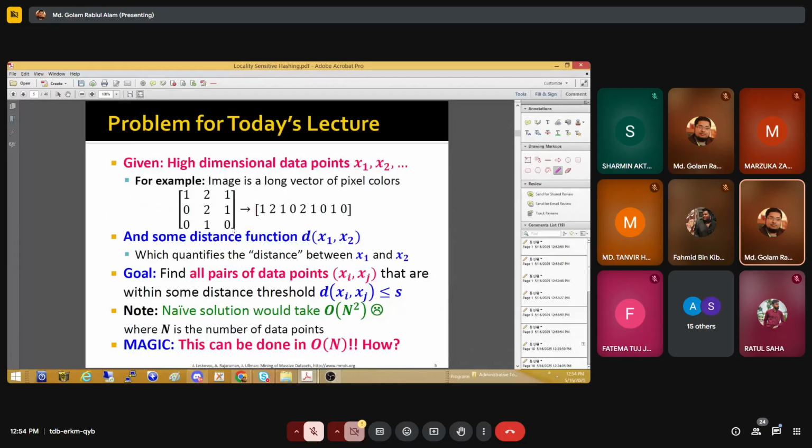If we consider this example, an image is a long vector of pixel colors. Even a small image just has color values 1, 2, and 1. And if we vectorize it in one dimension, then it is 1, 0, 1, and then 1, 0, 1. Okay, so this is the vector.